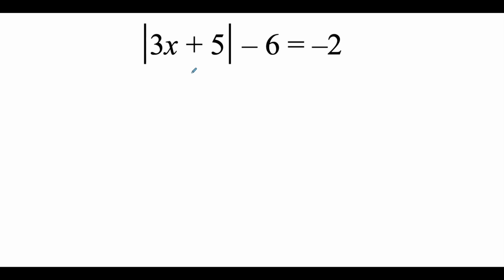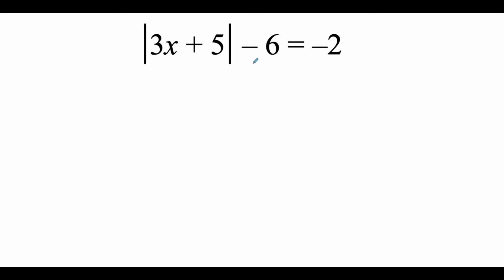Now on this one, we've got the absolute value of 3x plus 5 minus 6 equals -2. And I told you to be on the lookout for negative numbers. But this one is actually going to have a solution because we don't have our absolute value all by itself yet. You only have to look out for negative numbers when you have the absolute value equals something negative. But here we have this extra -6 on the left-hand side that we haven't gotten rid of yet.